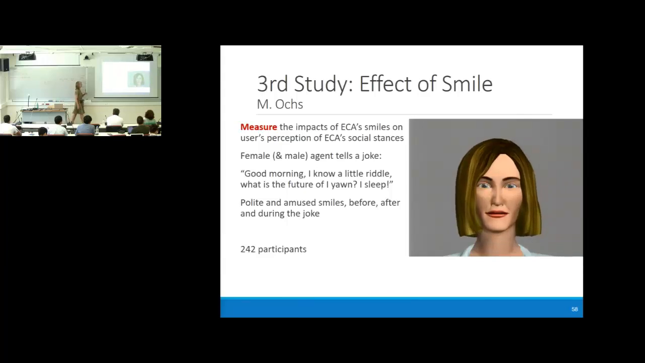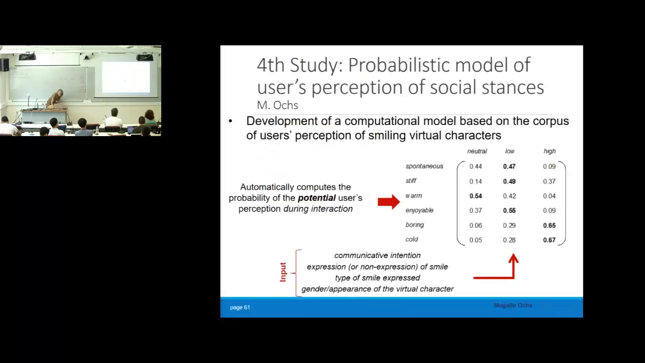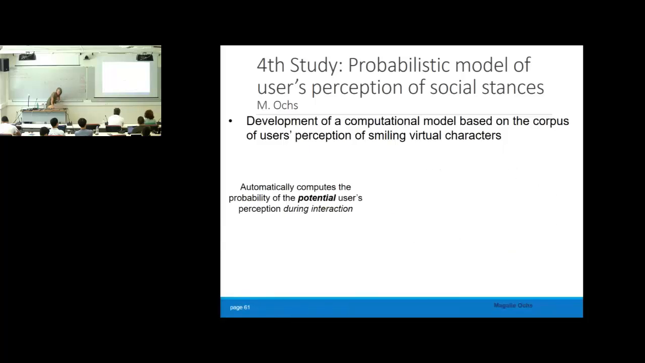Okay, so it's a polite smile before, or a happy smile, or that. So we had a male or female agent, and we asked participants to evaluate them on different dimensions. They were warm, engaged, spontaneous, warm, enjoyable, boring, and cold.